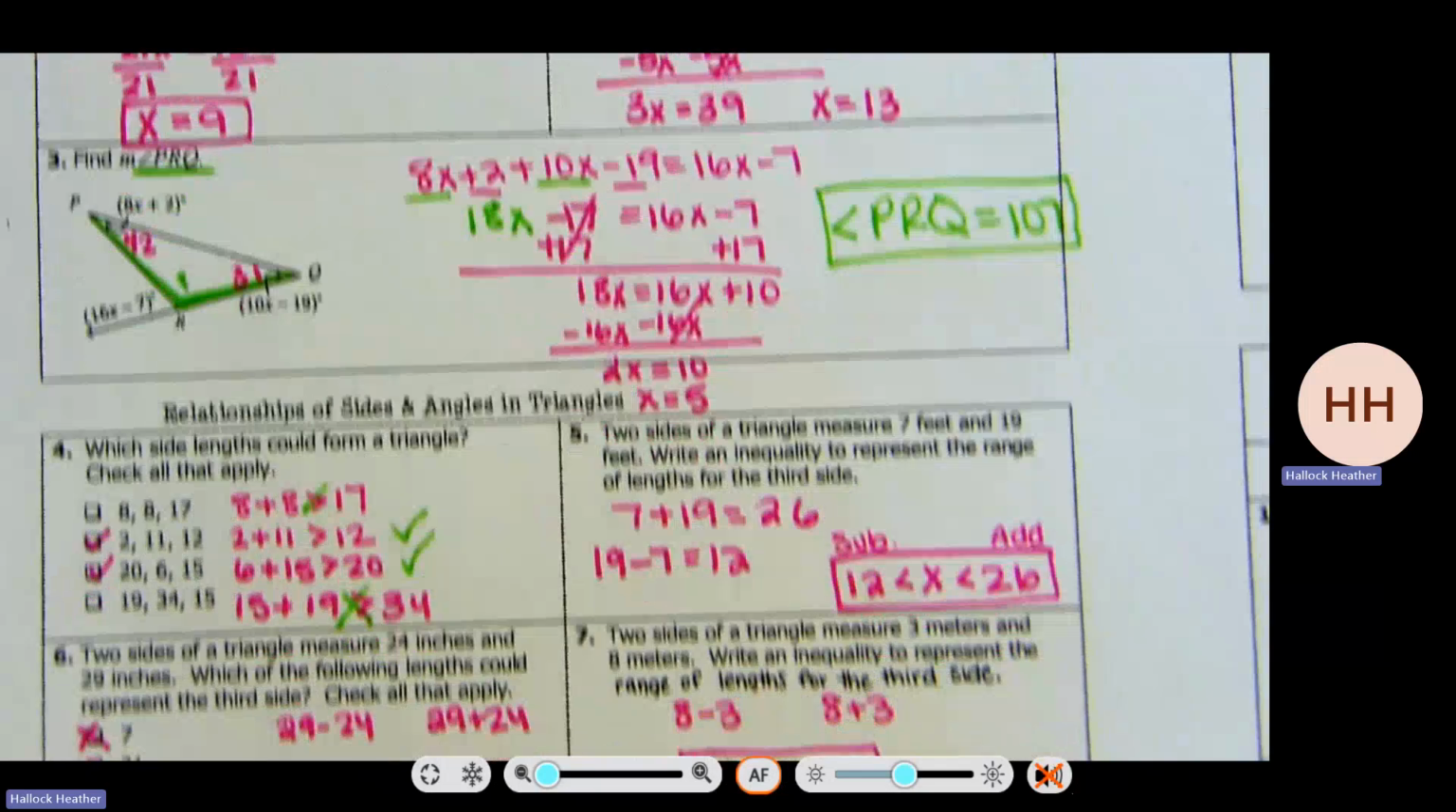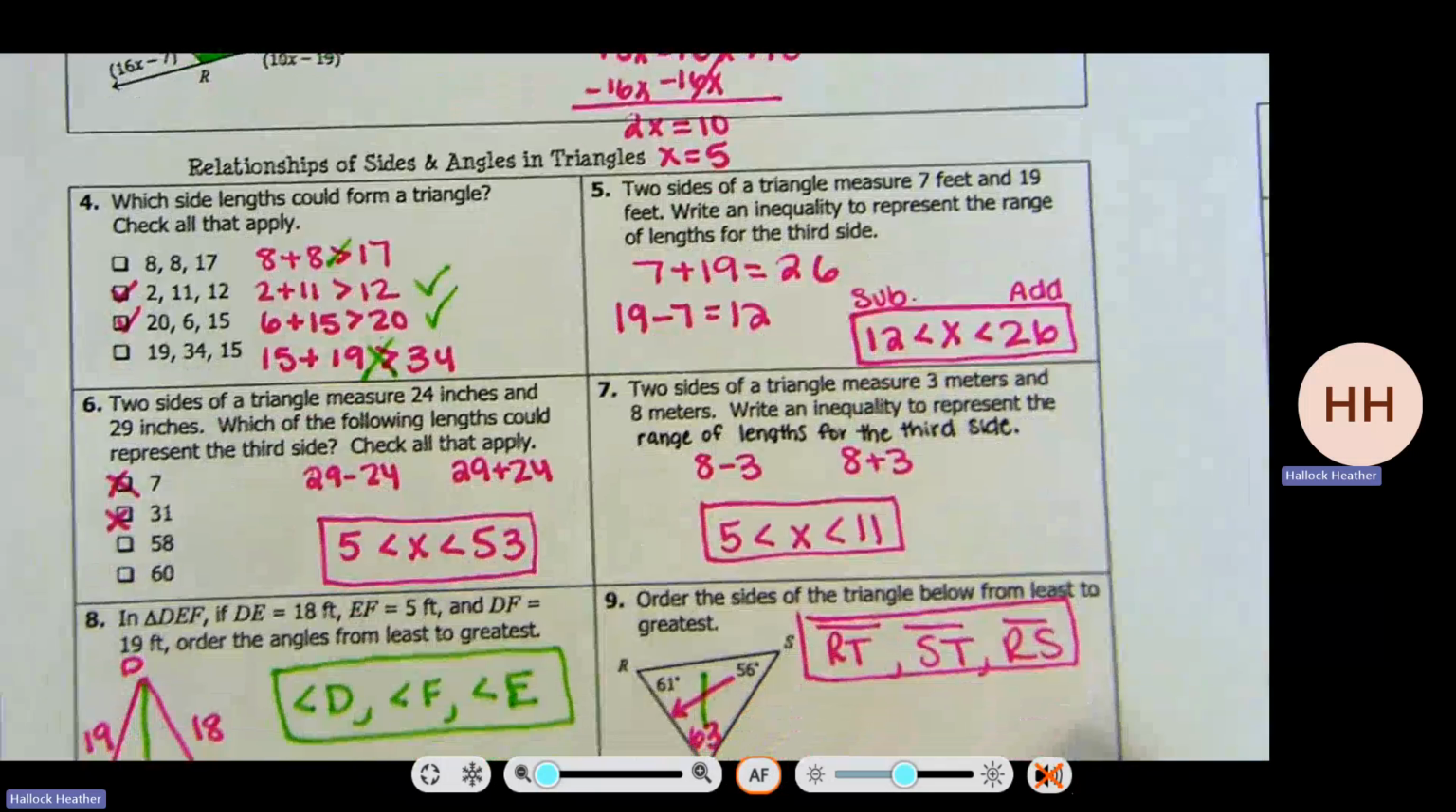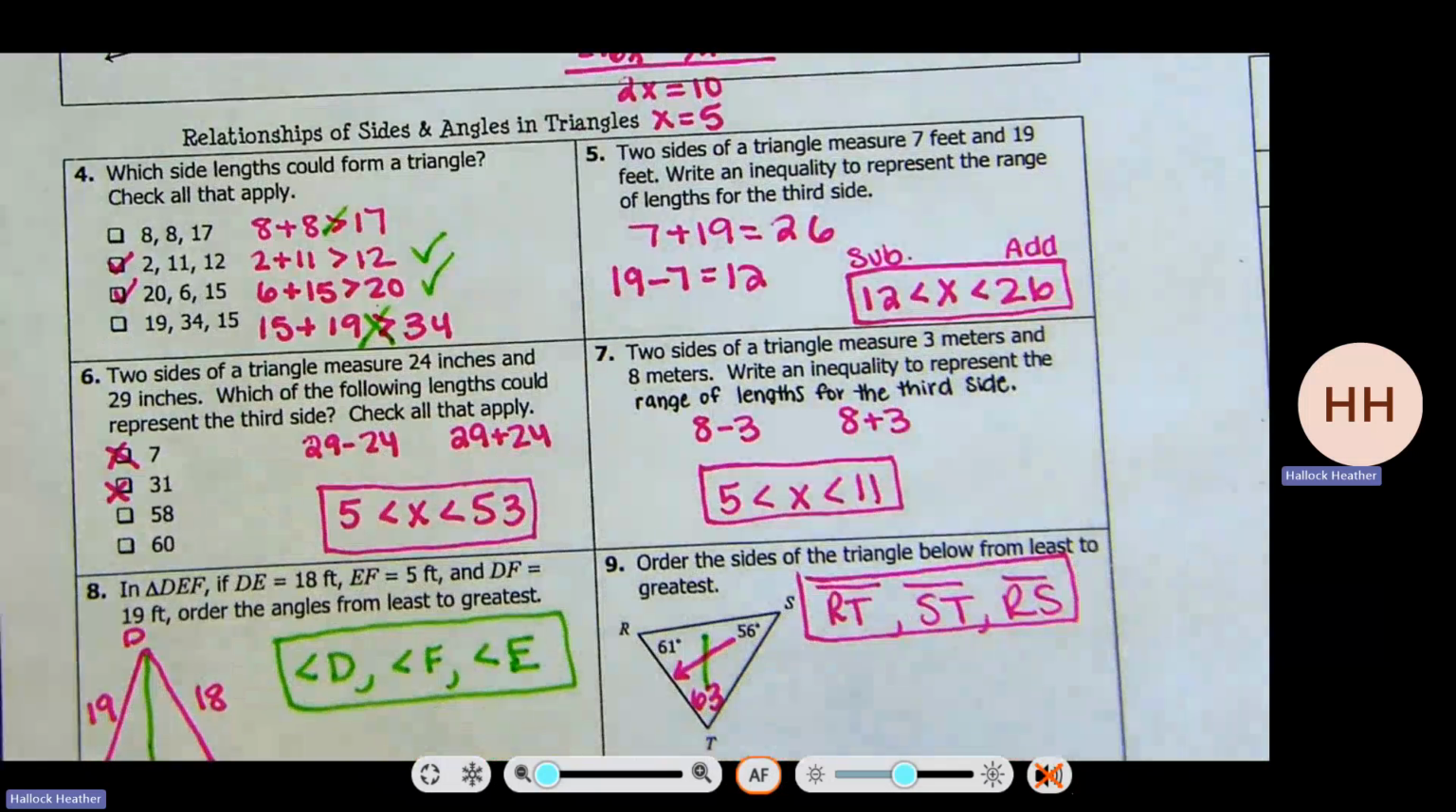If I go to the next section, it confused people just because it's like its own weird little thing. You need to figure out what 2 lengths could form a triangle. So the key to this is the 2 smaller sides need to add to be more than the third side. So 8 and 8 is 16. That's not bigger than 17. The 2 middle ones are the only ones that actually are correct.